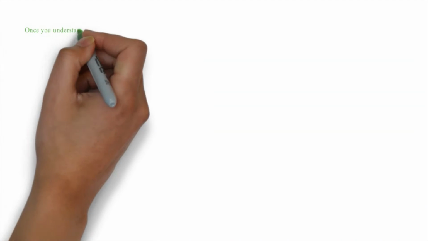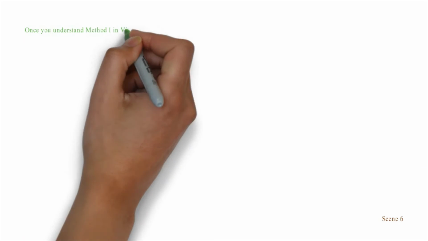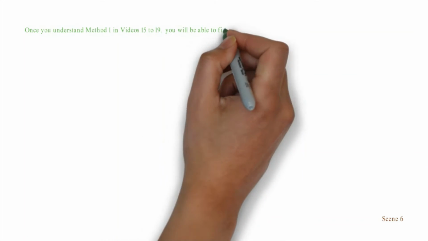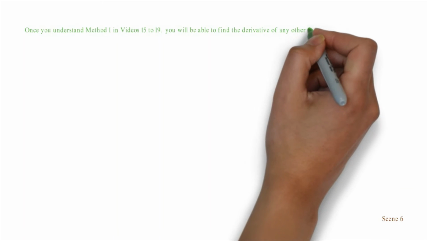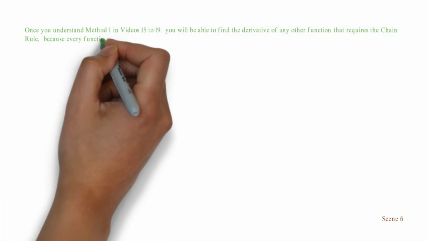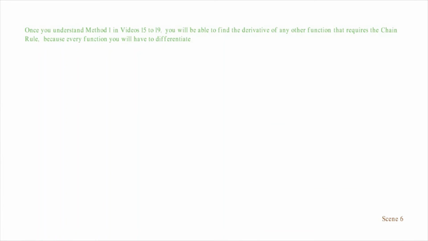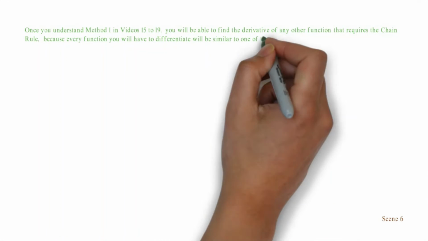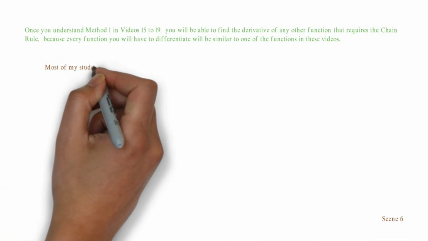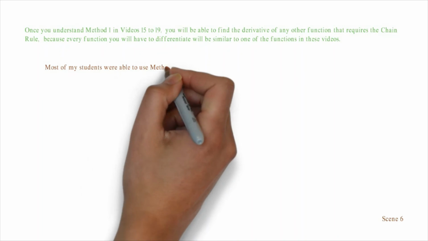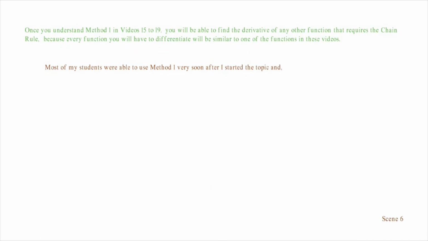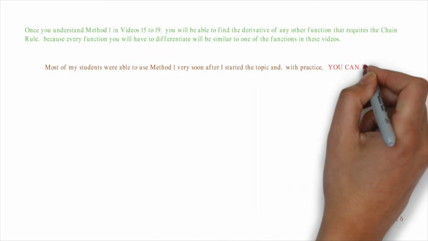Once you understand method 1 in videos 15 to 19, you will be able to find the derivative of any other function that requires the chain rule, because every function you will have to differentiate will be similar to one of the functions in these videos. Most of my students were able to use method 1 very soon after I started the topic, and with practice you can too.